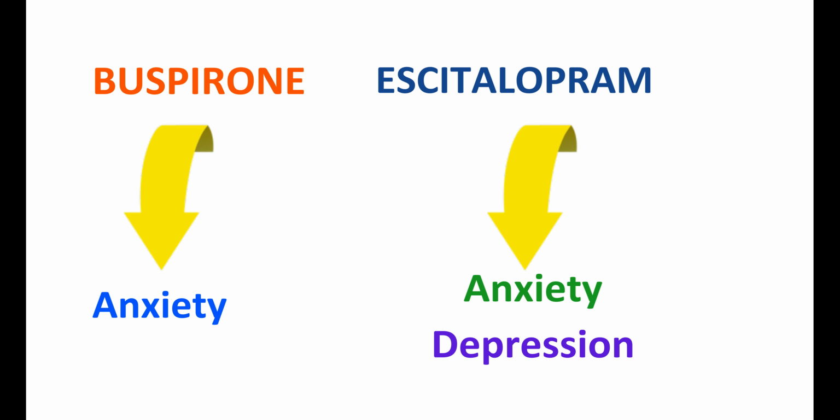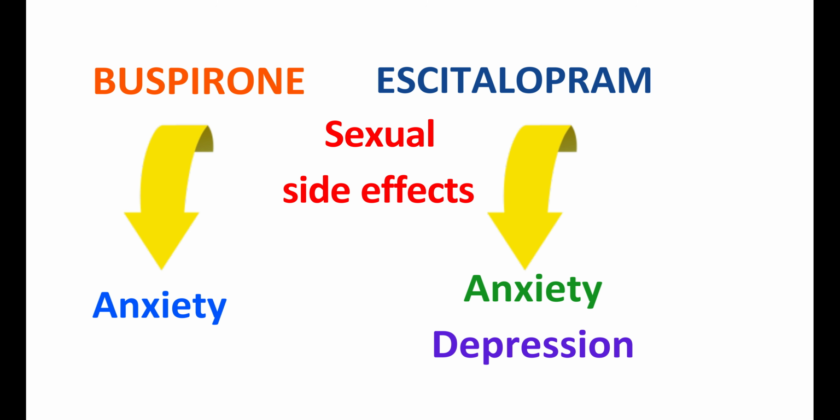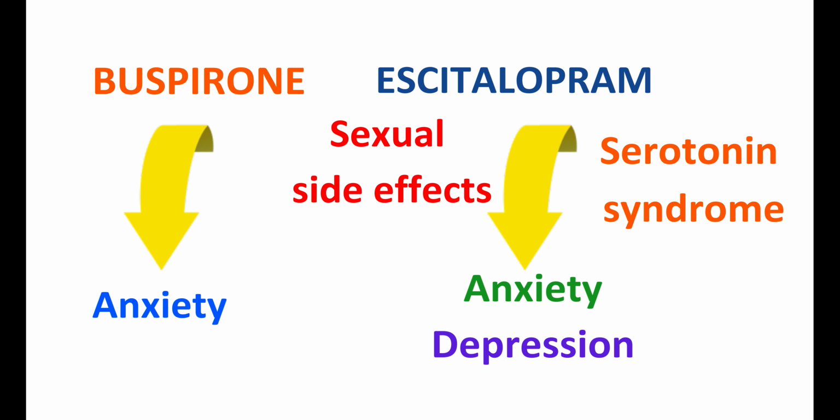And buspirone can also be used as an alternative in people who are not able to tolerate escitalopram. However, development of sexual side effects and serotonin syndrome are two important limitations of escitalopram. Therefore, even though escitalopram is more effective in treating anxiety, these side effects may limit its use. So in people who have anxiety as well as depressive symptoms, escitalopram is better. But in people who develop these side effects, buspirone may be used as an alternative for treating anxiety. However, both of these drugs should not be combined at their regular doses because of the risk of serotonin syndrome.